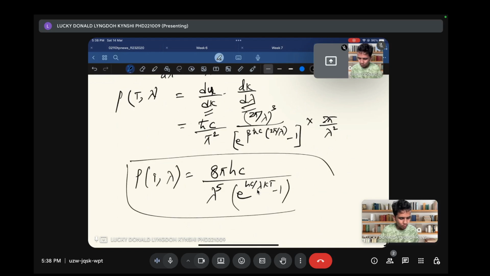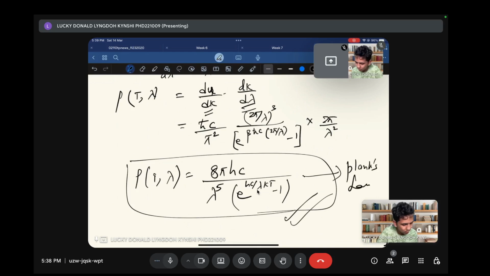Okay, so this is your energy density. Your energy density is in fact 8 pi hc by lambda to the power 5, times 1 over e to the power of hc by lambda kT minus 1. This is your very famous formula or law. You call it Planck's law. For a black body radiation, you must have already seen this formula.